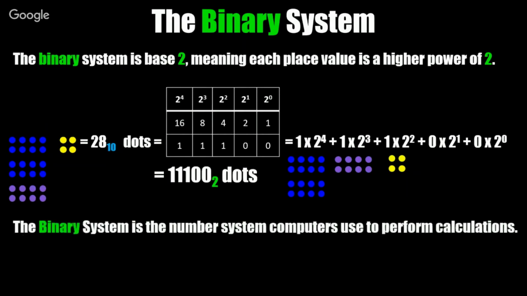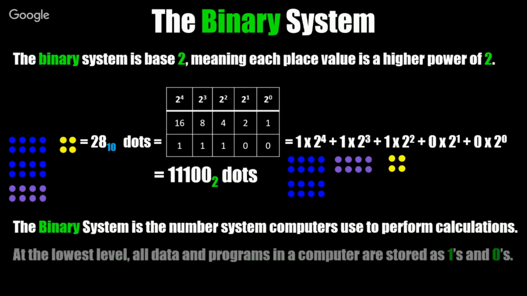The binary system is the number system that computers use to perform all their calculations and instructions. At the most fundamental level, all data in programs are stored in a computer in the form of ones and zeros. Each 1 or 0 is referred to as a bit, 8 bits make 1 byte, 1,000 bytes make 1 kilobyte, 1,000 kilobytes make 1 megabyte, and so on.